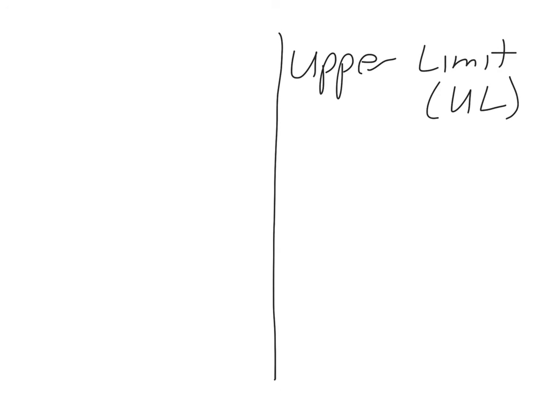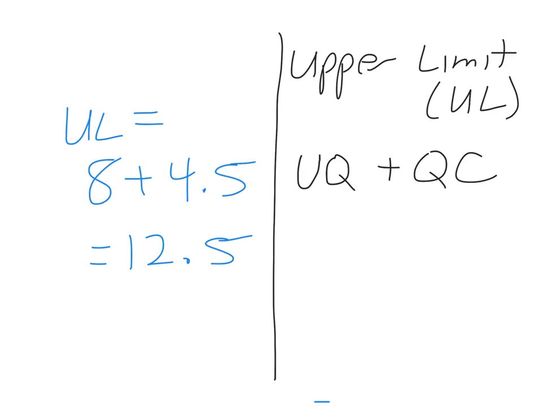Of course, if there's a lower limit, of course, there's an upper limit. And what do you think the upper limit's going to be? Yeah. The upper limit's going to be the upper quartile plus the quartile constant. So in this case, what was the upper quartile? And we know the quartile constant was. So then the upper limit is 8 plus 4.5, which gives us 12.5.